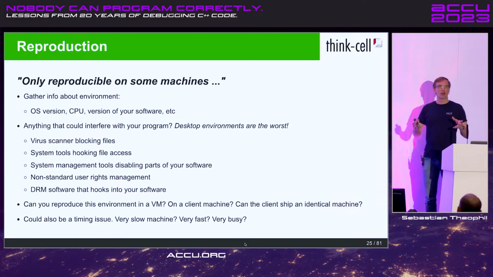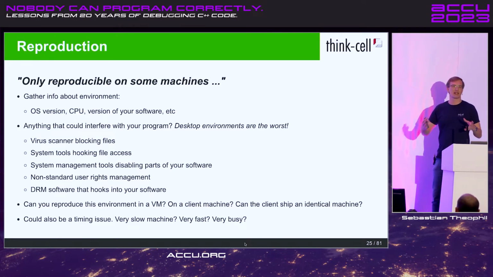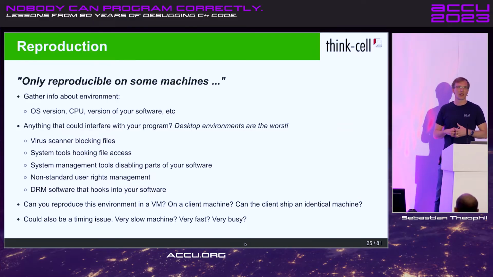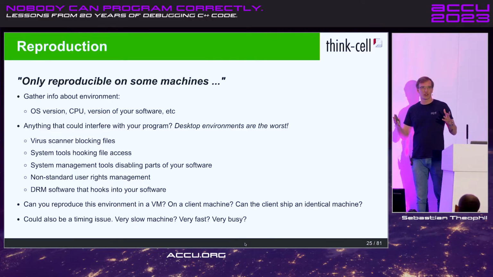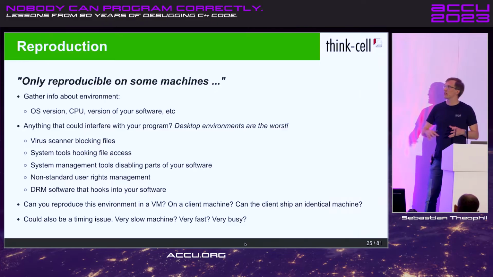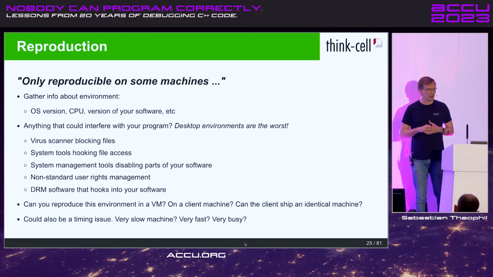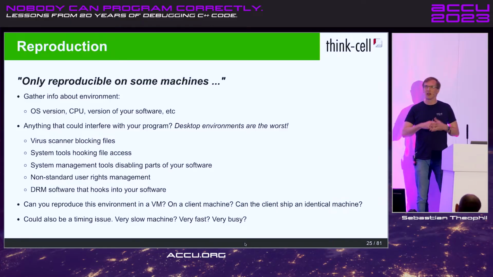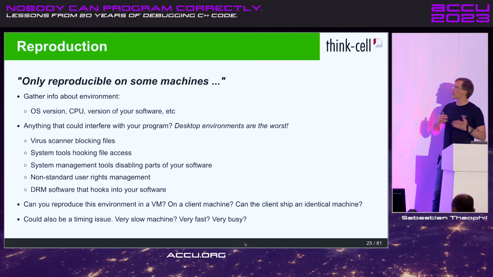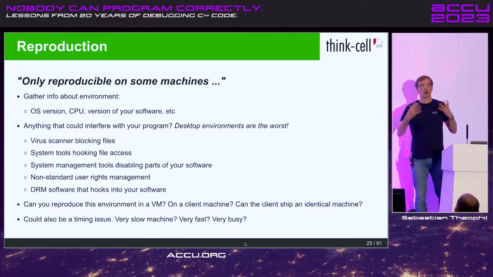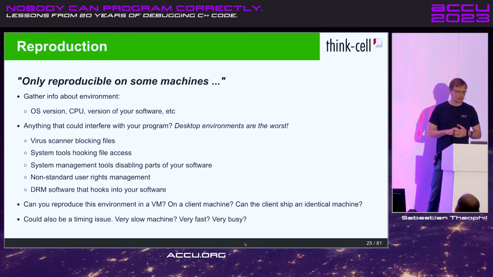Now, if a problem is only reproducible on some machines, it's of course a good first idea to think, well, maybe it has something to do with those specific machines. So you start to collect all the data on that environment. What operating system version, what CPU is that, what version of your software, etc. And especially in desktop environments, this can mean anything. Anything can happen. It could be virus scanners, it could be DRM software, or system tools, or a misconfigured system. So there are quite a lot of things you might want to look at to reproduce that bug.